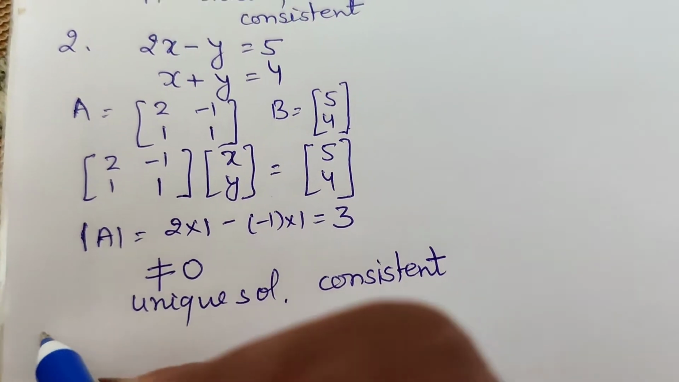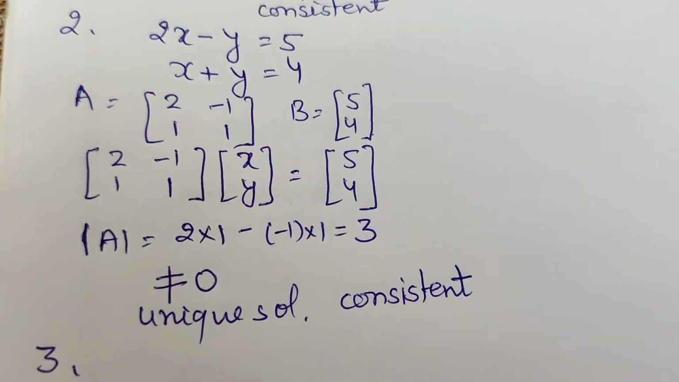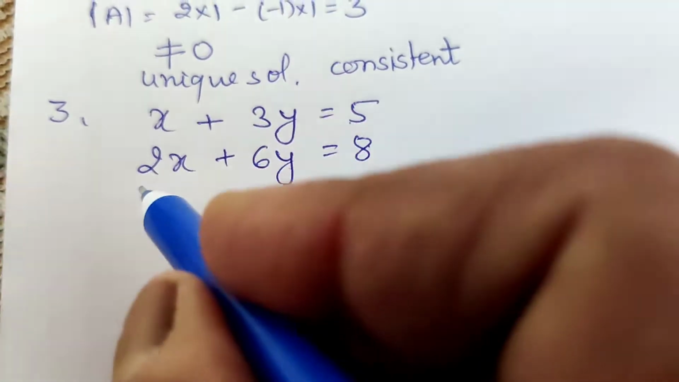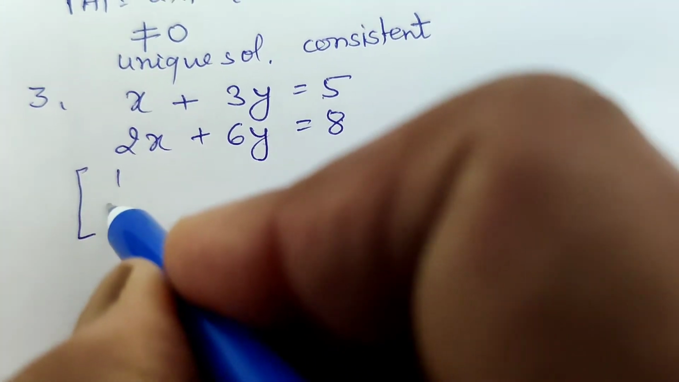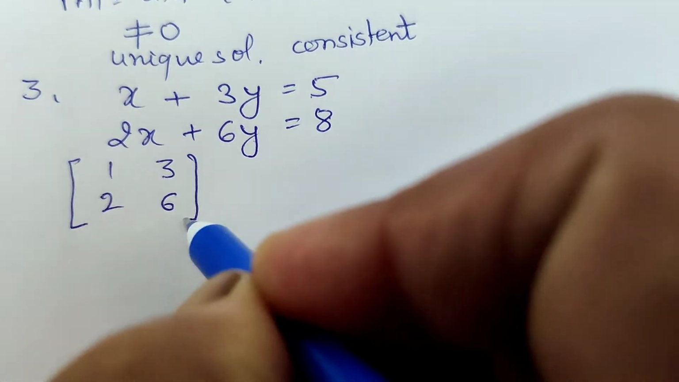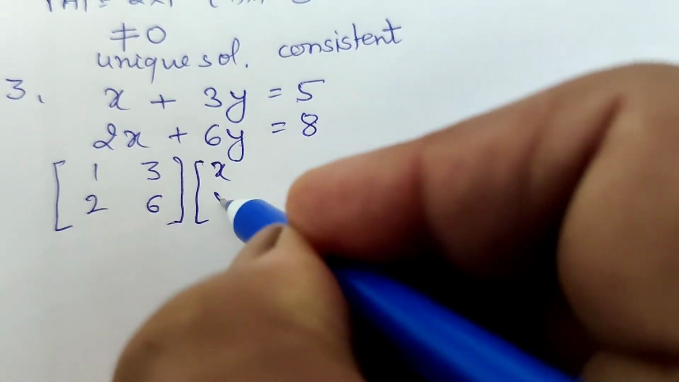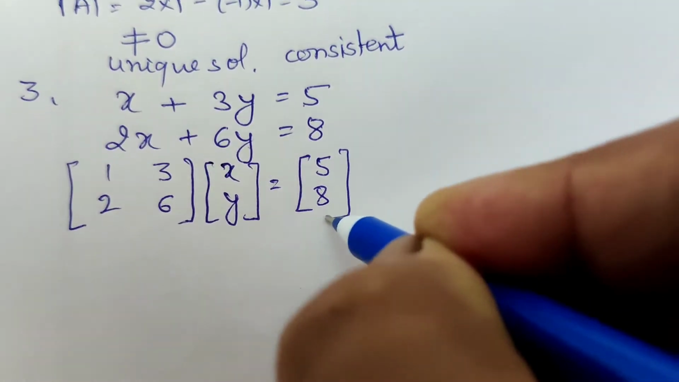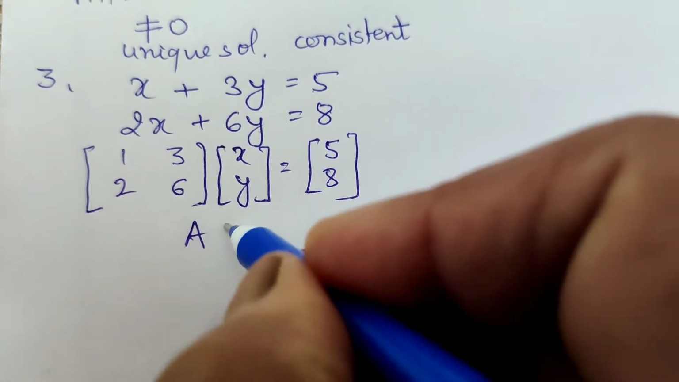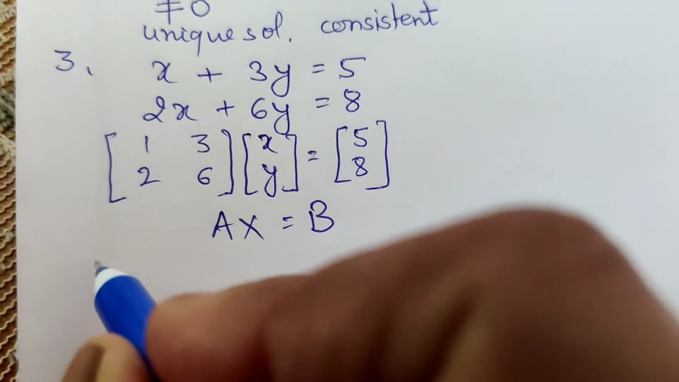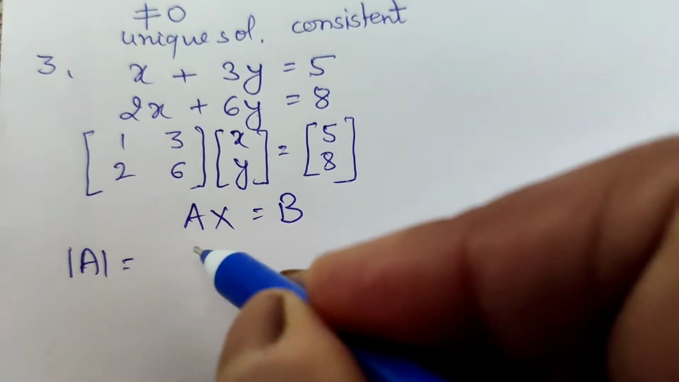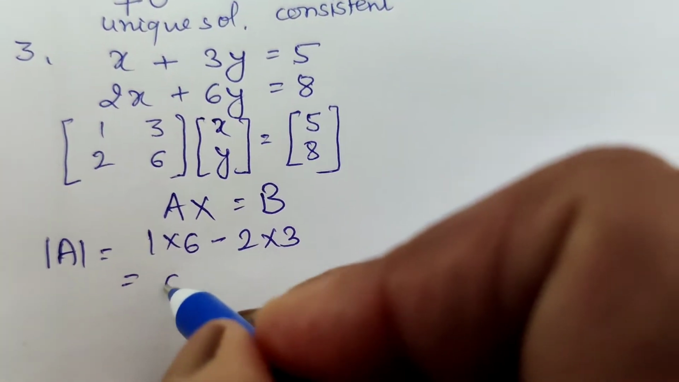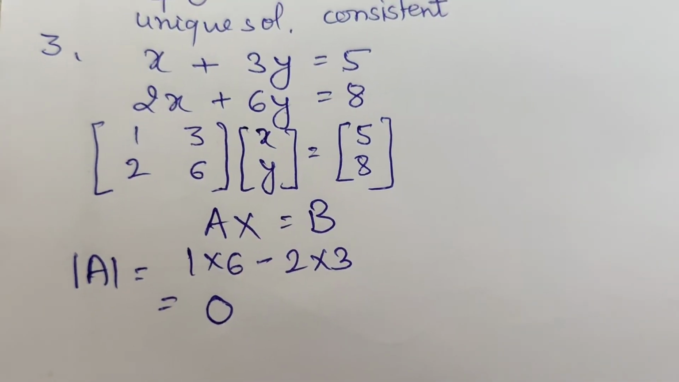Now question number 3. x plus 3y equals 5, 2x plus 6y equals 8. Now this equation can be written in the form of the matrix 1, 3, 2, 6, times x, y, equal to 5, 8. It means we can write AX equal to B. Now the determinant of A is 1 into 6 minus 2 into 3. It is equal to 0.